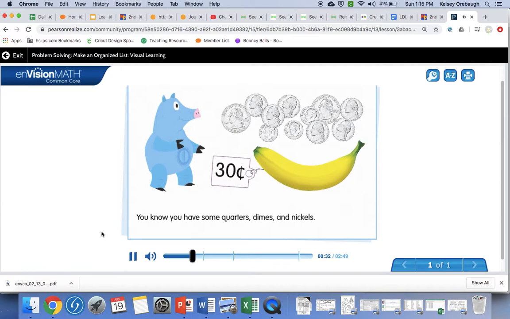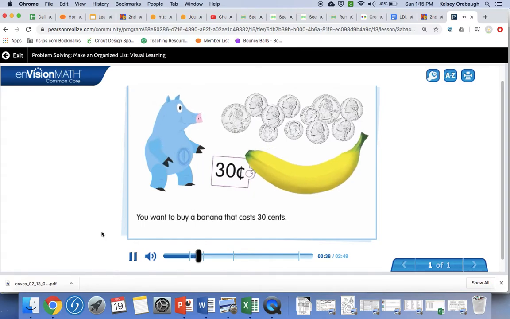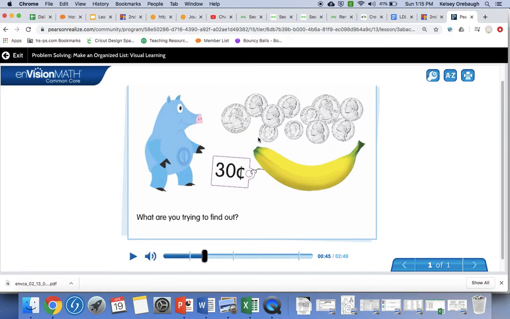You have some quarters, dimes, and nickels. You want to buy a banana that costs 30 cents. What are you trying to find out? What are we trying to find out here? Well, we're trying to find out how we can come up with 30 cents to buy this banana using some combination of the coins we have: quarters, dimes, and nickels.